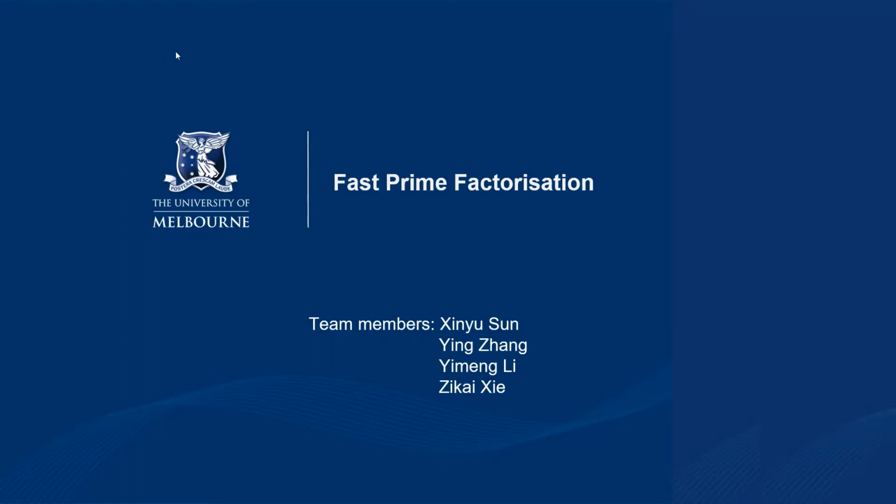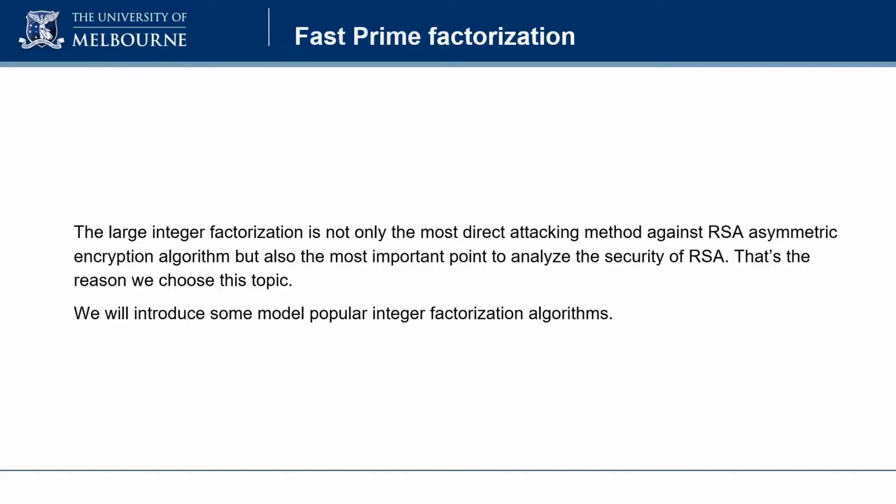Hi everyone, the topic of our group is integer factorization, whose purpose is to factor a large integer into the product of several prime numbers. Large integer factorization is not only the most direct attacking method against RSA encryption, but also the most important point to analyze the security of RSA. That's the reason we chose this topic.